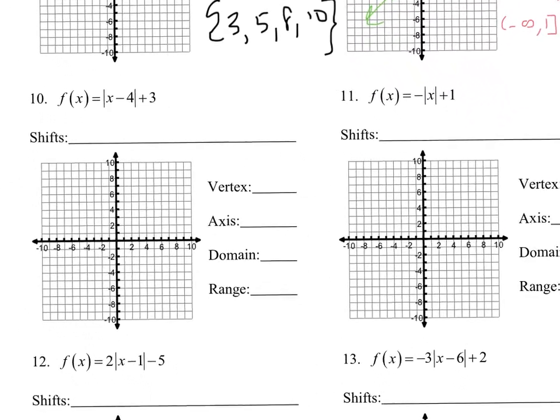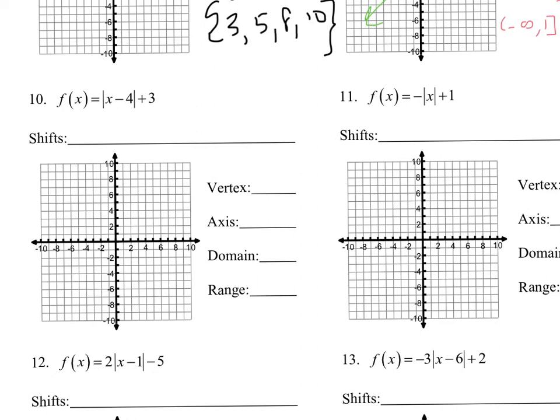Let's move on to absolute value. Remember that the standard form for absolute value is f of x equals a times the absolute value of x minus h, plus k, where (h, k) is the vertex, a is quote-unquote the slope, and the axis of symmetry is x equals h. So for number 10, the vertex is 4, 3. The axis of symmetry is going to be x equals 4. The domain for absolute value is always negative infinity to infinity.